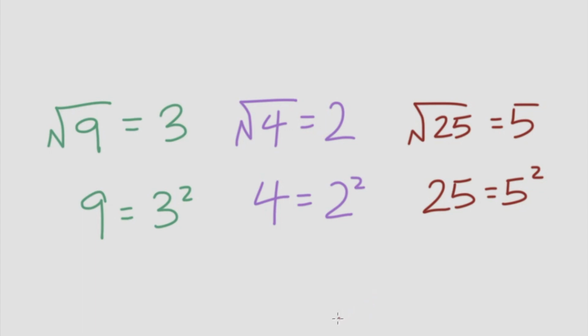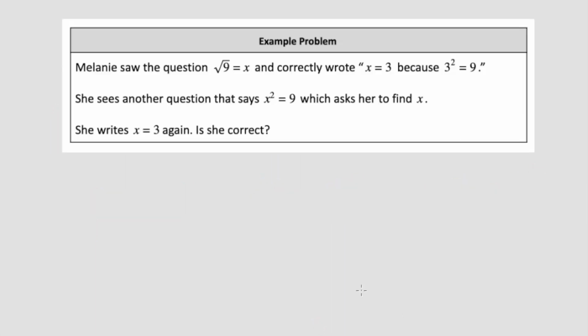In this way, I'm reversing the process of squaring to get the square root. Whatever I square in one direction, I square root in the other direction. Keep that in mind as we solve more problems. Let's look at an example problem to round it out.